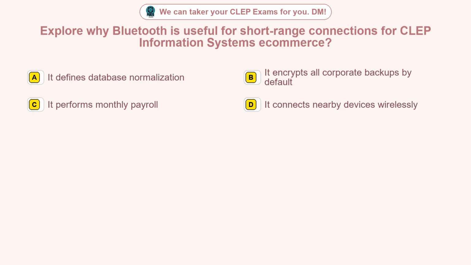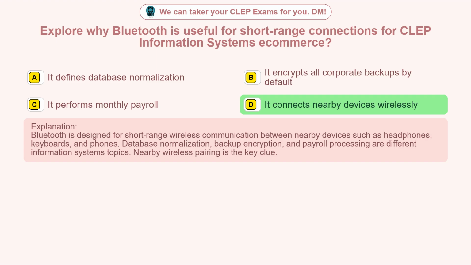Question 61. Explore why Bluetooth is useful for short-range connections for CLEP Information Systems Ecommerce. Option A. It defines database normalization. Option B. It encrypts all corporate backups by default. Option C. It performs monthly payroll. Option D. It connects nearby devices wirelessly. The correct answer is option D. It connects nearby devices wirelessly.